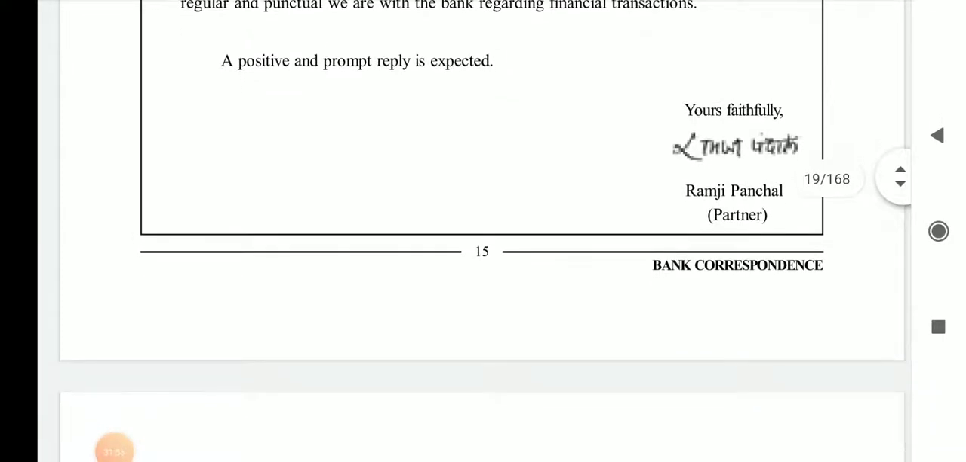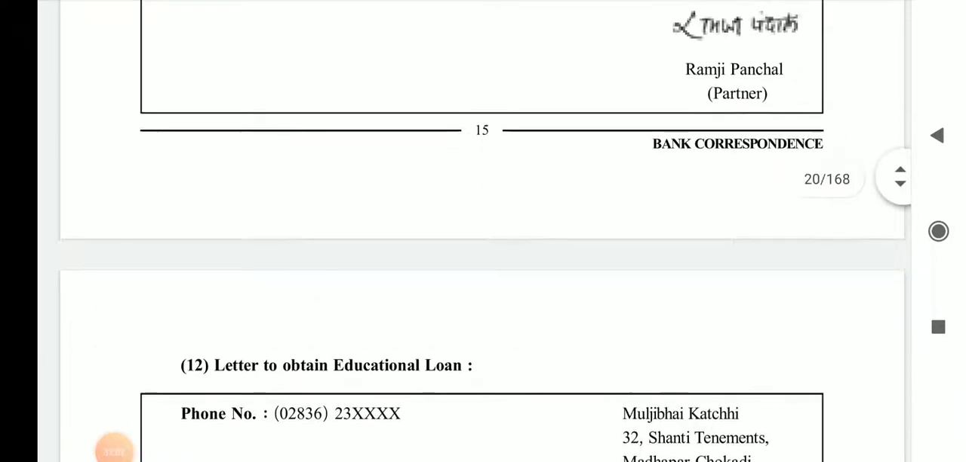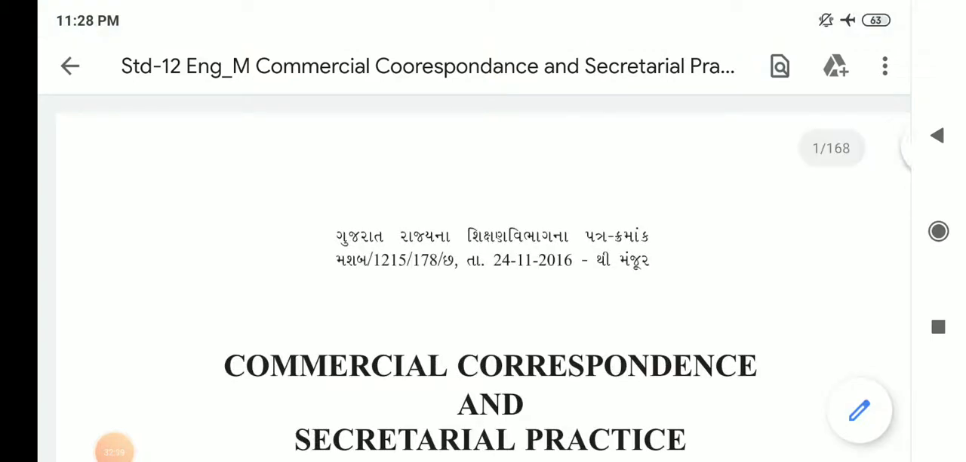A positive and prompt reply is expected. That means they need a prompt reply from the bank. Yours faithfully, instead of Ramji Panchal, you have to write ABCD, and Partner is the designation.